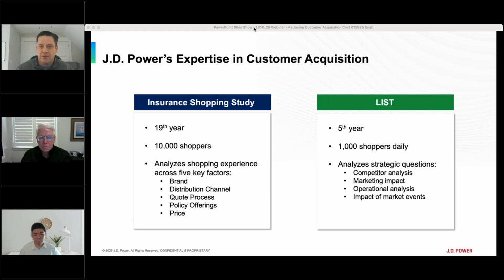Some of the depth around what we have in ISS, not quite as much, but a lot of information around what is driving people out to market, who are they quoting, are they switching, a number of demographics about the household, so that we can better understand where are the key opportunities for insurers right now to win their target customer.